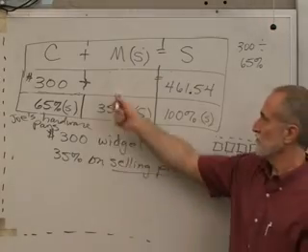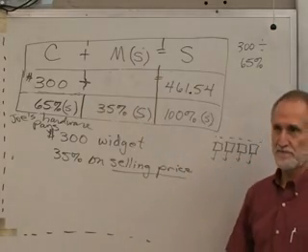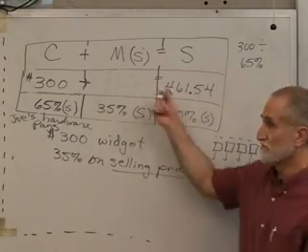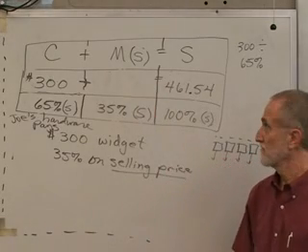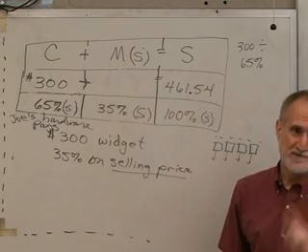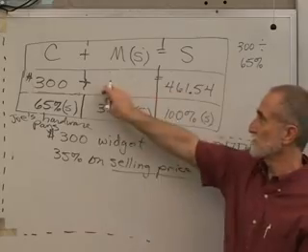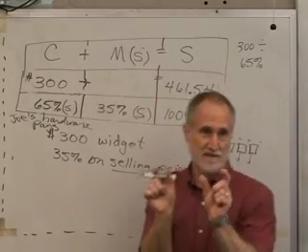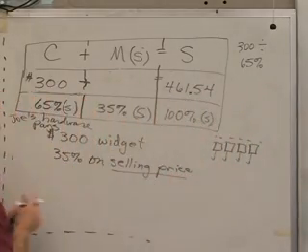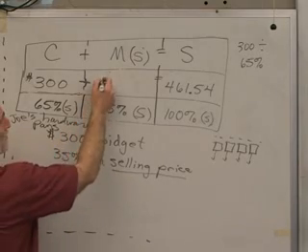Now, if they asked us what's the dollar markup, we could just subtract, couldn't we? And that's what we should do. Once we find this, we should subtract so that everything is exact to the penny. So let's subtract, and we'd get 161.54.